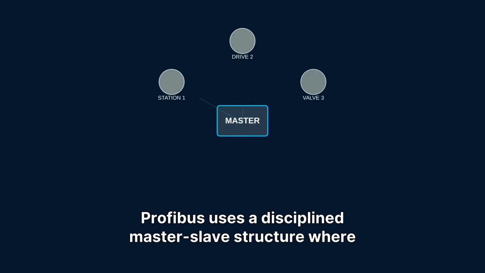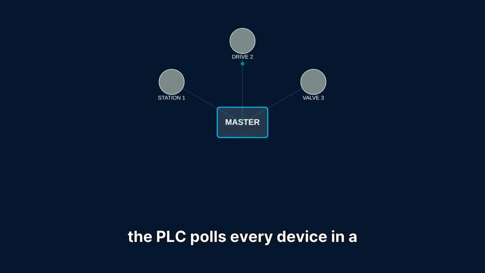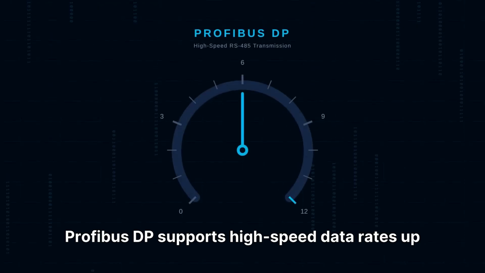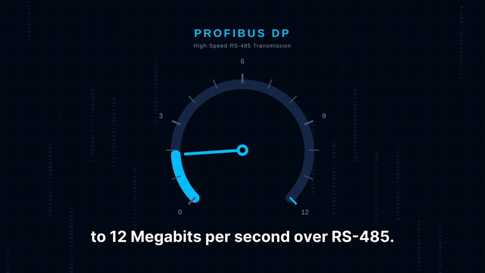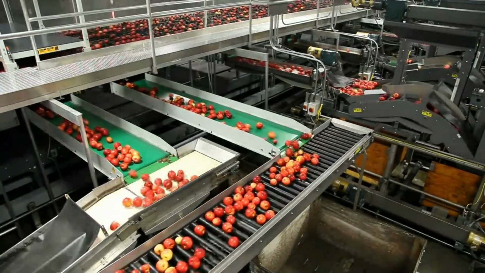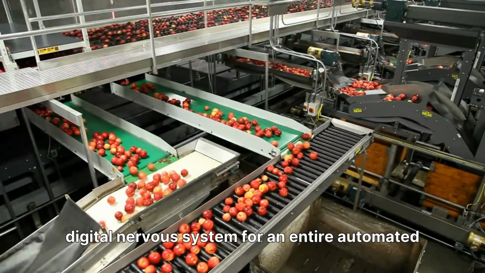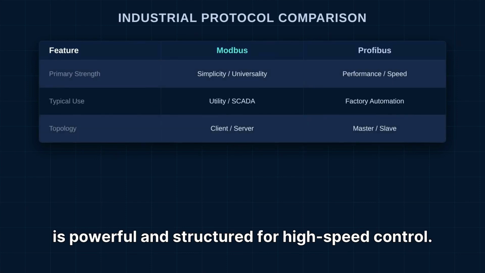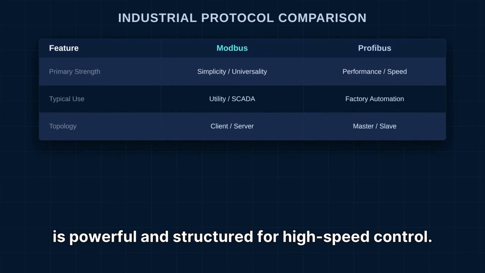Profibus uses a disciplined master-slave structure where the PLC polls every device in a fast cycle. Profibus DP supports high-speed data rates up to 12 megabits per second over RS-485. One Profibus network can act as the digital nervous system for an entire automated production line. While Modbus is simple and universal, Profibus is powerful and structured for high-speed control.